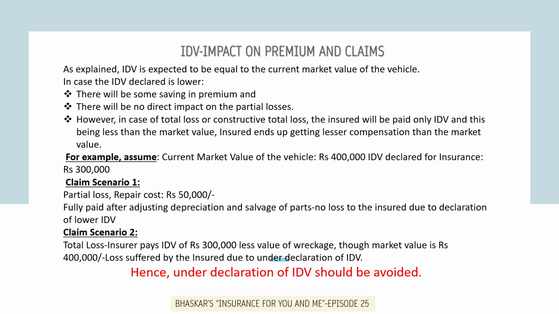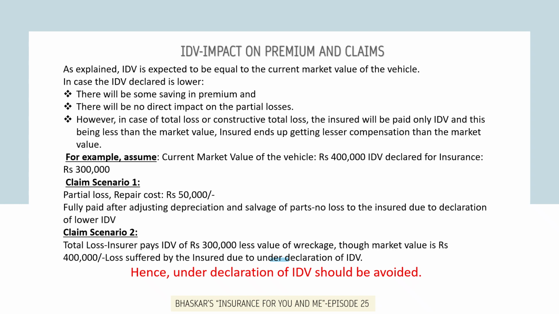For example, let us assume the current market value of a vehicle is 4 lakhs and the IDV declared for insurance is only 3 lakhs. In a particular claim scenario, which is a partial loss, if the repair cost is 50,000 rupees, it is fully paid after adjusting depreciation and salvage of parts. There is no loss to the insured due to declaration of lower IDV.